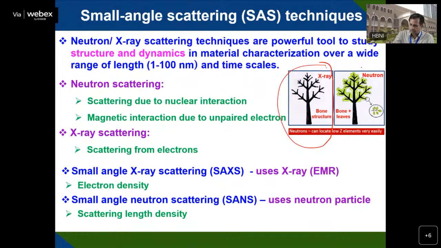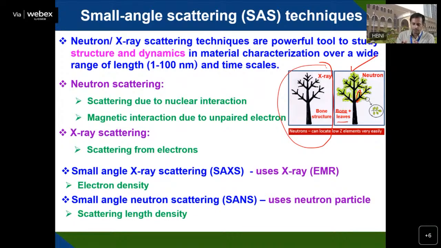But in case of neutron scattering, if you see here in the tree structure that I have drawn, you can get both the bone structure as well as the leaf structure. That means you are able to detect both soft material as well as hard material. Both low Z as well as high Z are possible using the neutron scattering technique.